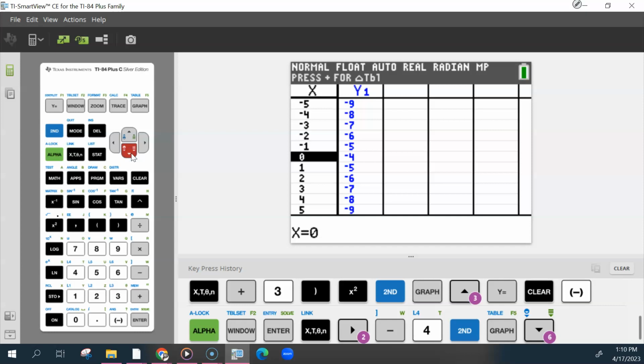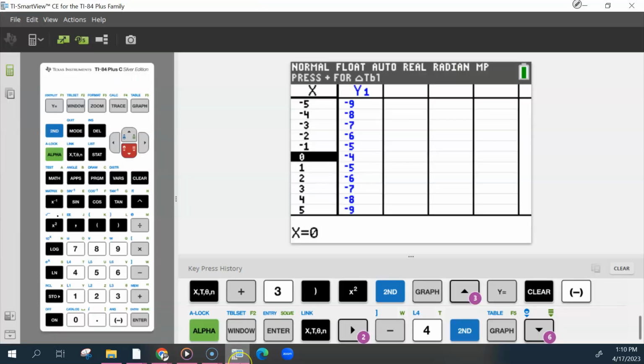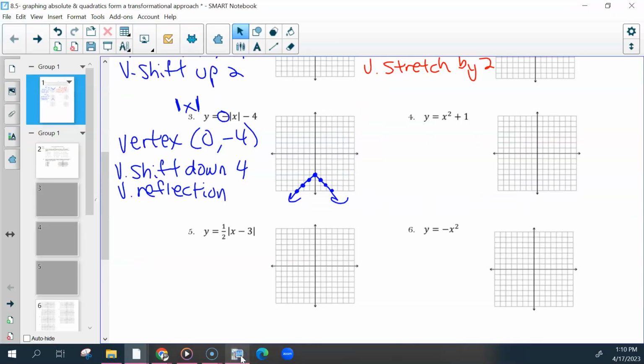We started at 0, -4, so the rest of these points should match. -1, -5, and 1, -5. -2, -6, and 2, -6. And we could check the others, but we really just needed 5 points, and that was 5. Questions on that one?